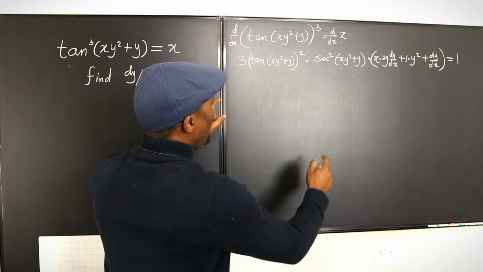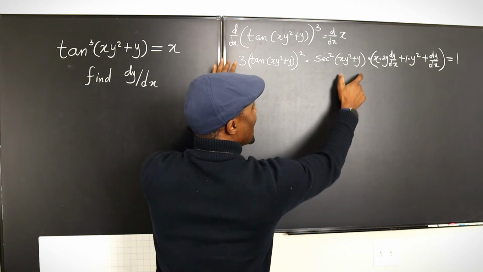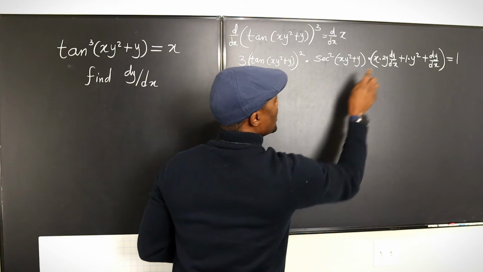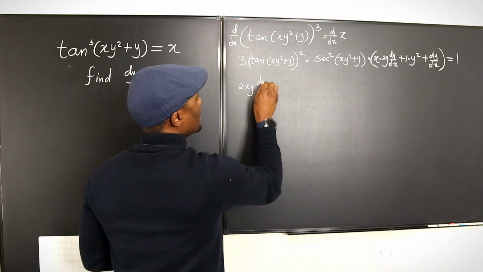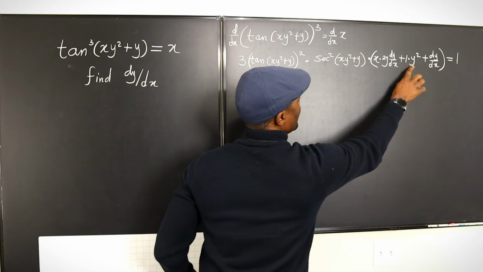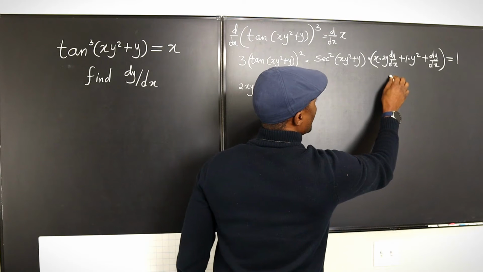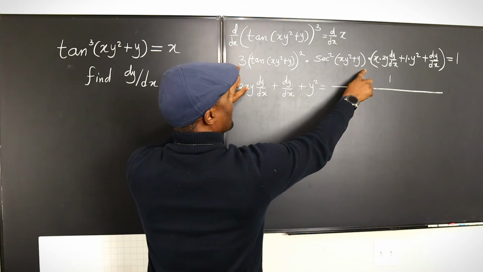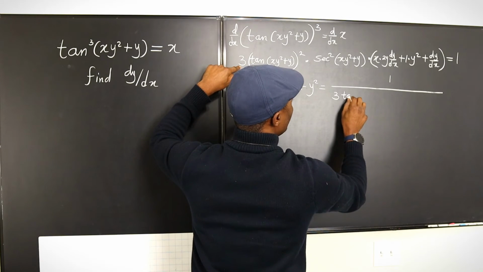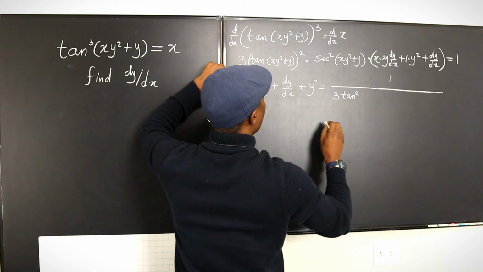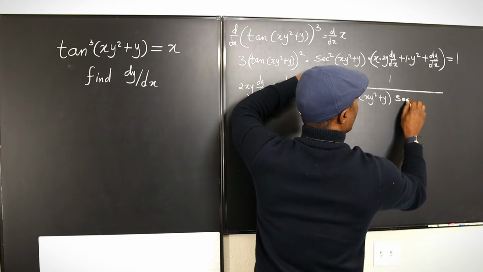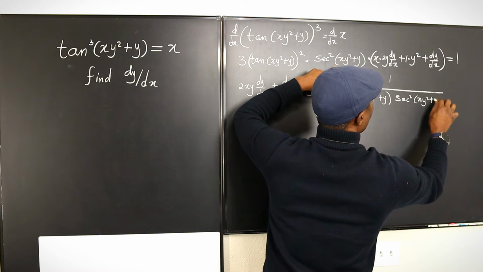So at this point, since none of this contains dy/dx, I'm going to take it to the other side. I'm going to divide both sides by this, so that in the next line, this is going to be 2xy dy/dx plus dy/dx plus, the middle point is going to be y squared, will be 1 over all of this, and this is going to be 3 tan, I'm going to move this back, that becomes tan squared (xy² + y), then this will be secant squared (xy² + y).